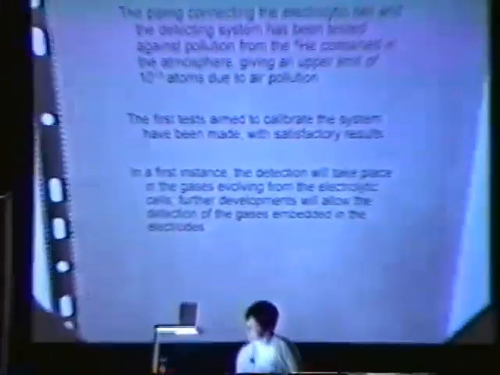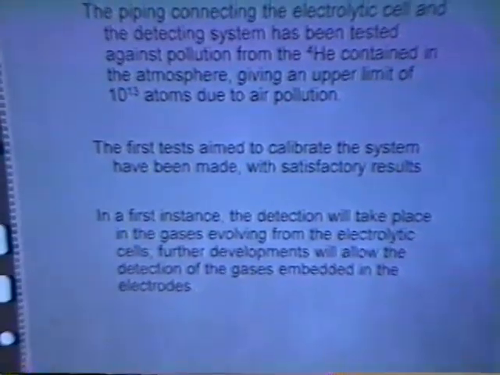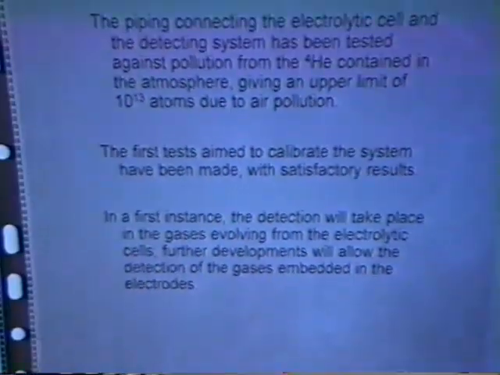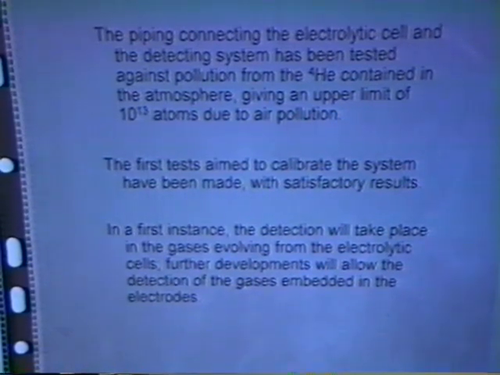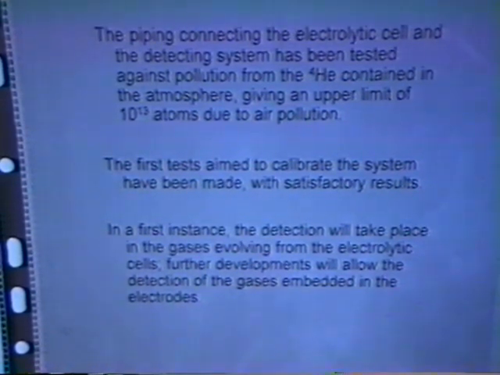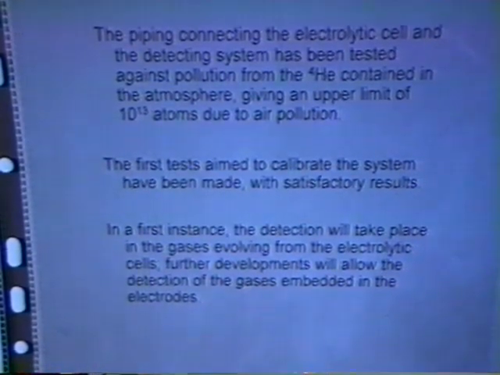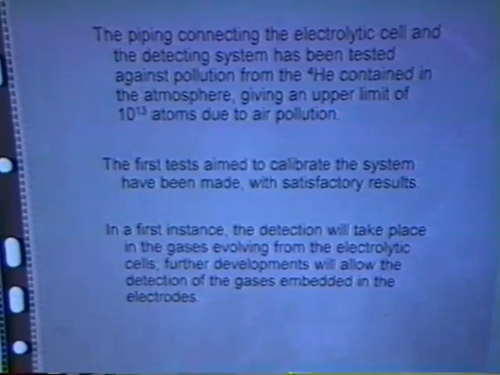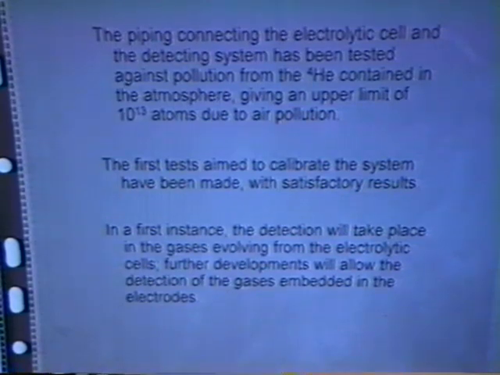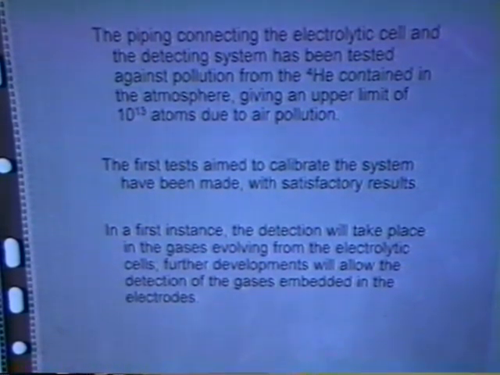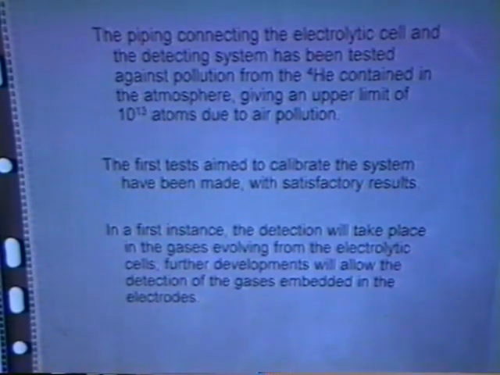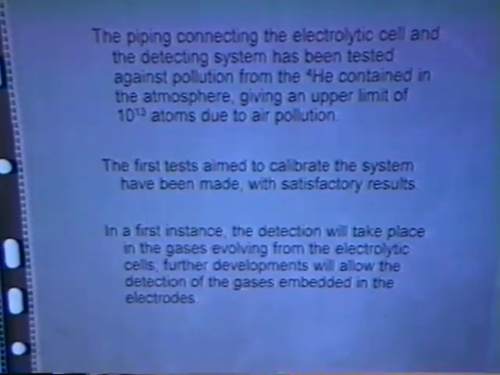This system allows us to set a lower limit to our measurement, which is 10 to the 13 atoms, due to the pollution of the environment, of the helium contained in the air. So we are able to see helium production of more than 10 to the 13 atoms. We did calibration and we started to work with this very complicated object, but the results are very preliminary, so it's not too easy to tell you. I hope to next year. Thank you.